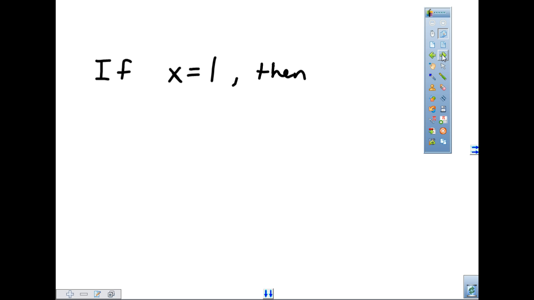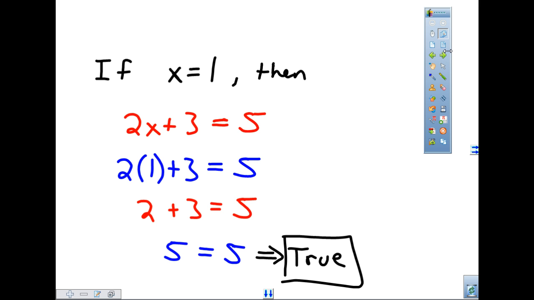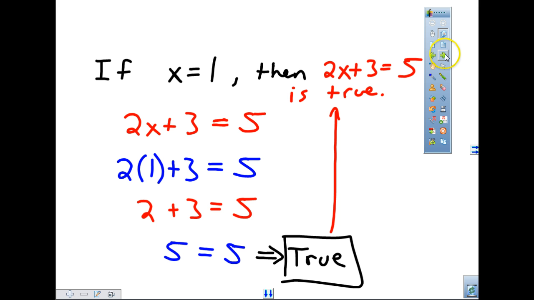Right? If x is equal to 1, then let's see what happens with the equation. We start with 2x plus 3 equals 5. We replace the x with the number 1 since that's what x was holding the place of. And then we simplify the left-hand side using the order of operations. We multiply first, so 2 times 1 gives me 2. And then we add the results together, 2 plus 3, which gives me 5. And so we end up with the statement that 5 is equal to 5, which is a true statement. So under the condition that x is equal to 1, this equation is true.